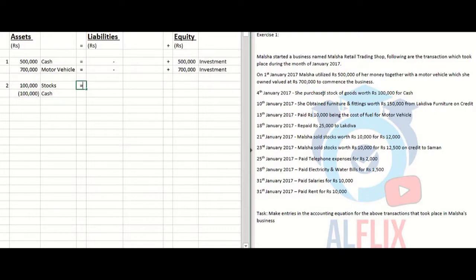This will equal to, since there is no liability or an obligation involved with regards to this transaction, the value is nil, plus also there is no effect on equity for this transaction, so this is also nil.